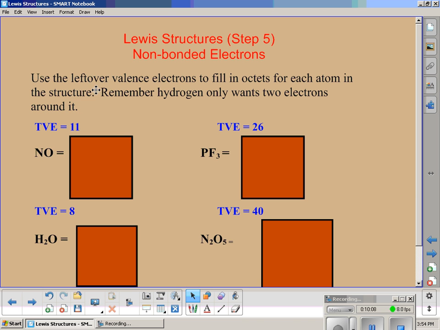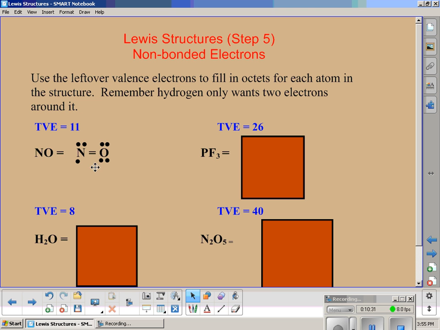We had our structural skeleton all worked out, and we need to look at our total valence electrons again for each of these to figure out how many electrons I have left to put in place. Remember nitrogen and oxygen with the double bond? Well, we fill in the rest of our electrons. We've got 2, 4, 6, 8, 10, 11.